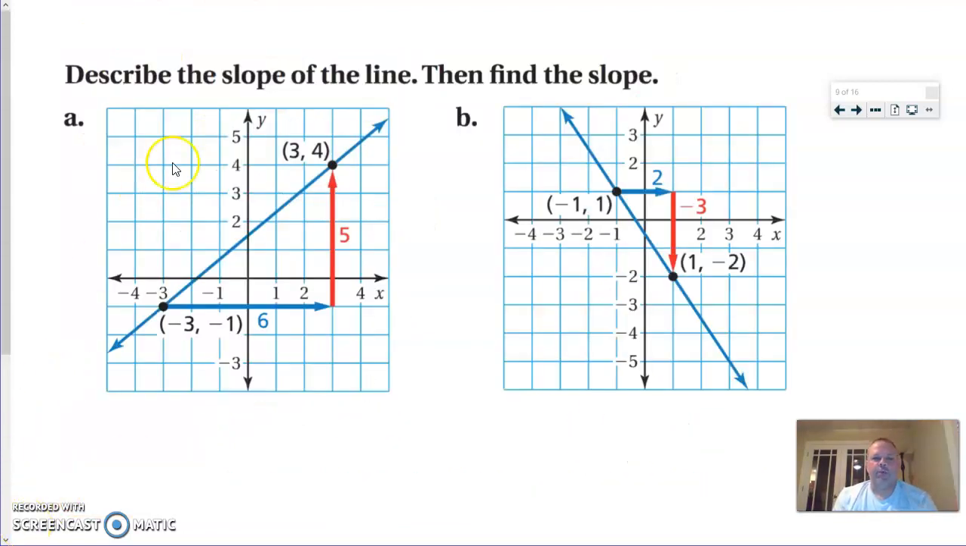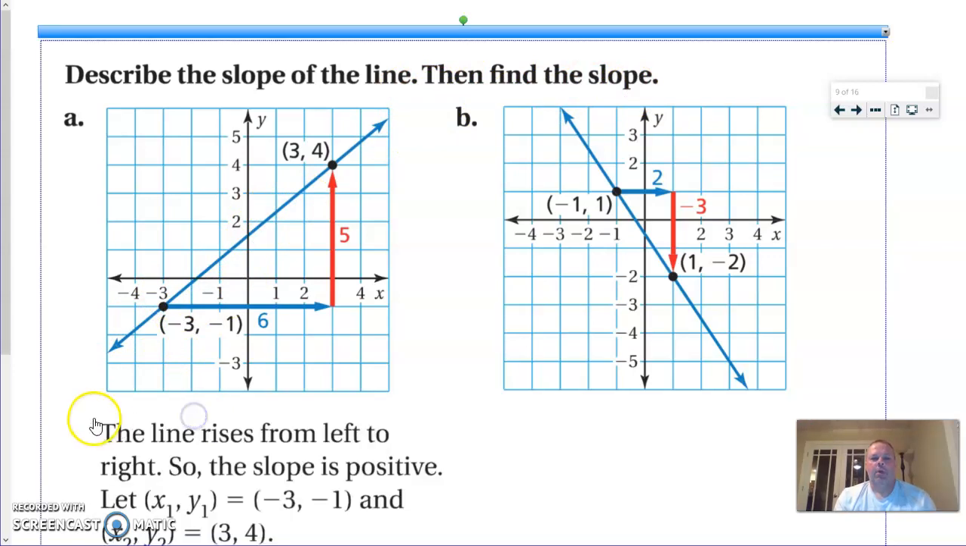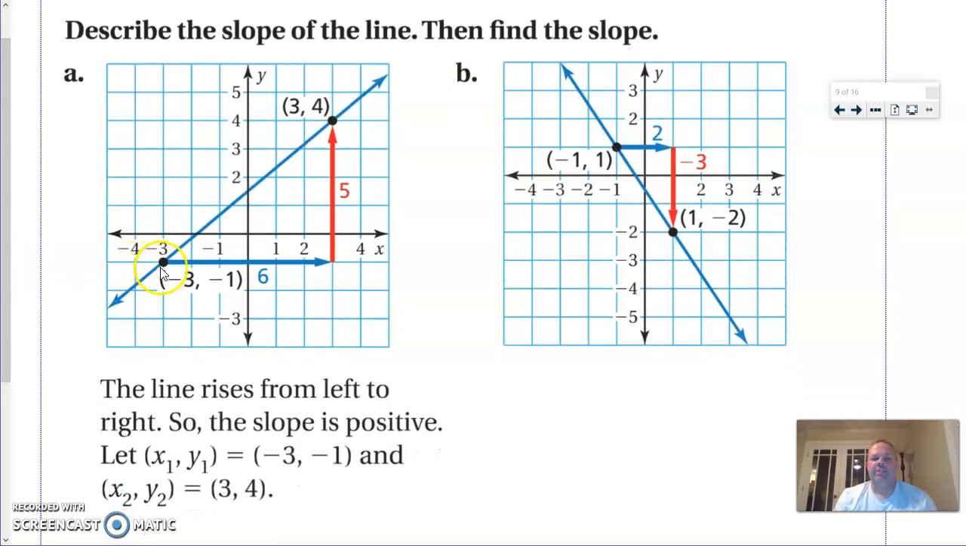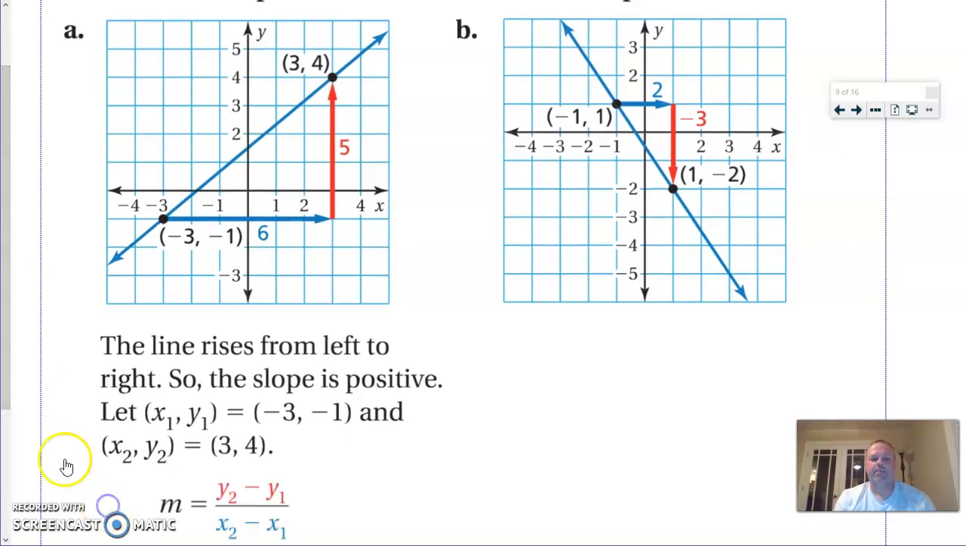So in a problem like this, we can describe the slope of the line and find the slope. First off, we know that this is going to be a positive slope because it is going up from left to right. So one of the things that we can do is simply count up 1, 2, 3, 4, 5. That's my top number, rise, over 1, 2, 3, 4, 5, 6. So that's my bottom number, the run. This slope will be 5/6.